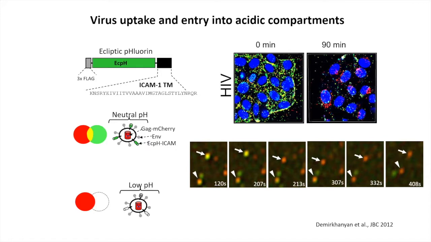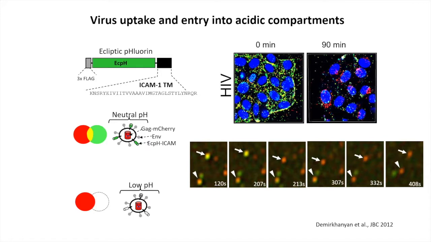Ecliptic pHluorin is a version of GFP that is quenched by protonation. Its pK is around 7, so it's half quenched at neutral pH, and mildly acidic pH would quench it. So if you co-label the virus with a red core fluorescent marker and have this green fluorescent pH sensor on the surface, these are cells decorated with double-labeled yellow viruses, and as they get into the compartment, you lose green signal and maintain red signal, and that can be done on a single particle level.